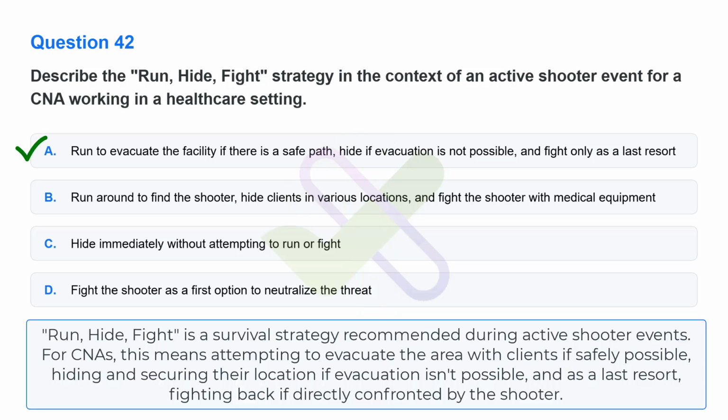The correct answer is A. Run to evacuate the facility if there is a safe path, hide if evacuation is not possible, and fight only as a last resort. Run, hide, fight is a survival strategy recommended during active shooter events. For CNAs, this means attempting to evacuate the area with clients if safely possible, hiding and securing their location if evacuation isn't possible, and as a last resort, fighting back if directly confronted by the shooter.